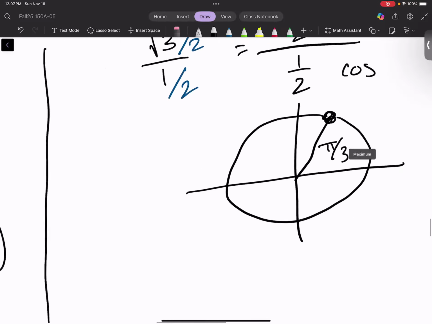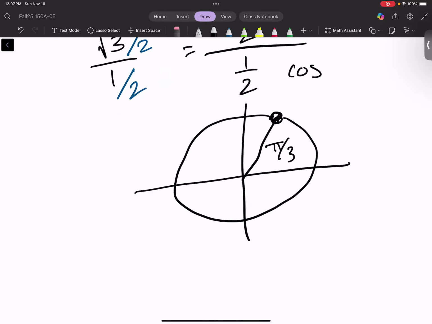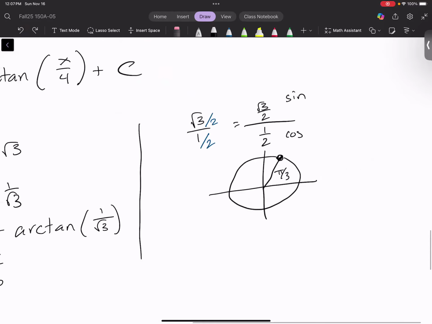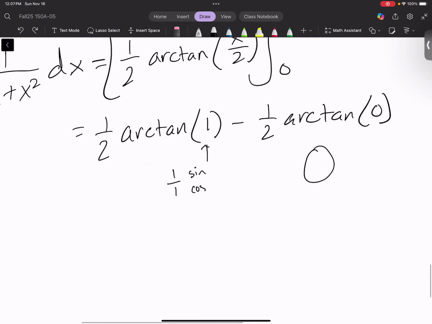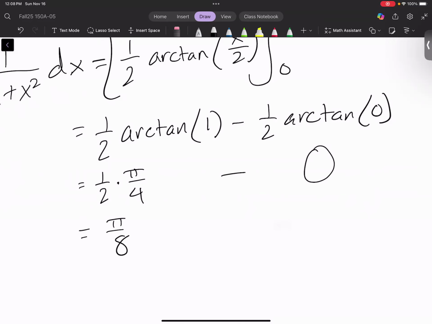Now, on my unit circle, where are my x and y coordinates the same? Well, it's going to be that symmetrical point right about there. Okay, so it's going to be pi over 4. Pi over 4, right? Think about sine and cosine at that angle. Sine and cosine are both root 2 over 2. Okay, so they're equal. So this is going to be a half times pi over 4 minus 0. So this is pi over 8.